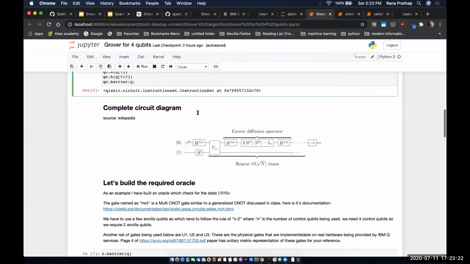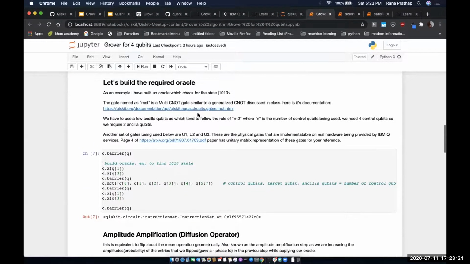Okay. And this is actually the most important step in Grover's algorithm, that is building your oracle, because that is where you use your brain to encode your question into the quantum computer. The question I've given over here is to check for the state 1010. How would we do that? If you get a state 1010, let's use the same technique we used before. The second and the fourth qubit are 0 at this point. Let's make them 1 by putting an X gate.